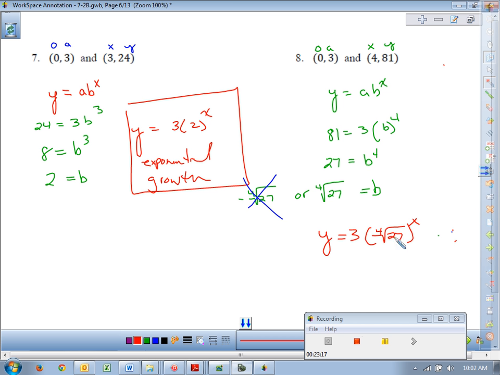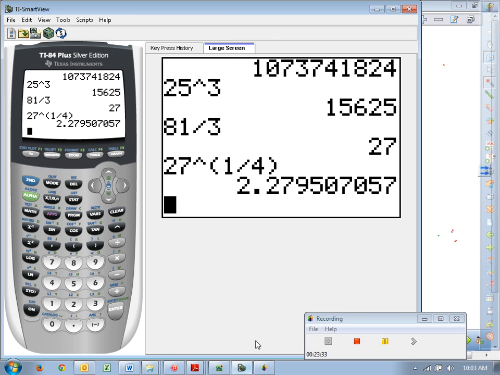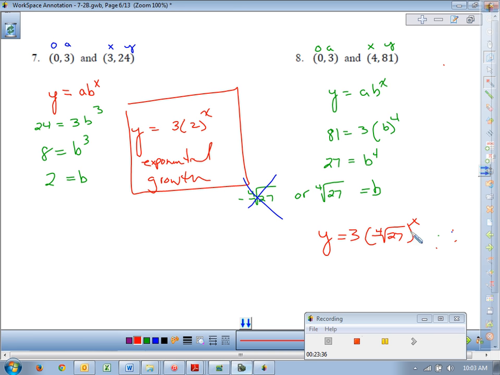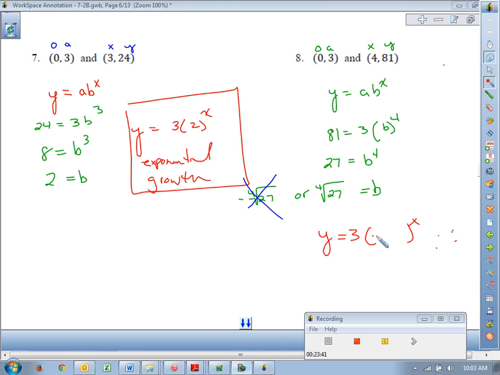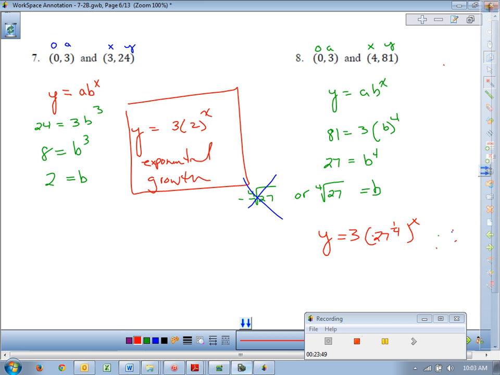Instead of having a radical, how about a rational exponent, yes or no? Instead of the 4th root of 27, I mean, you just told me what it was right here. What is it really? 27 to the 1/4? So I really like this instead. It's 27 to the 1/4. Please write that down for your example. But I am still not done with that.